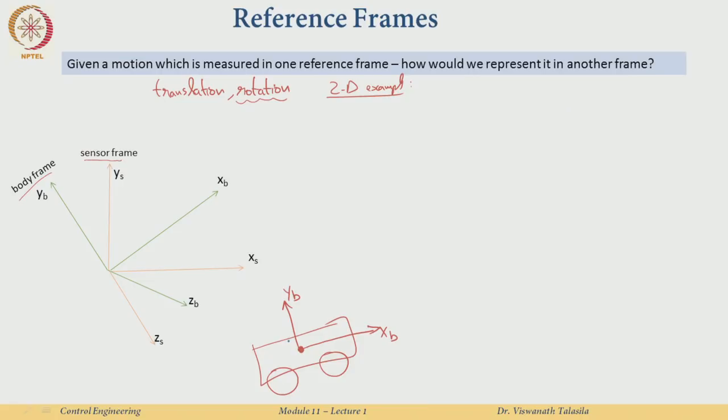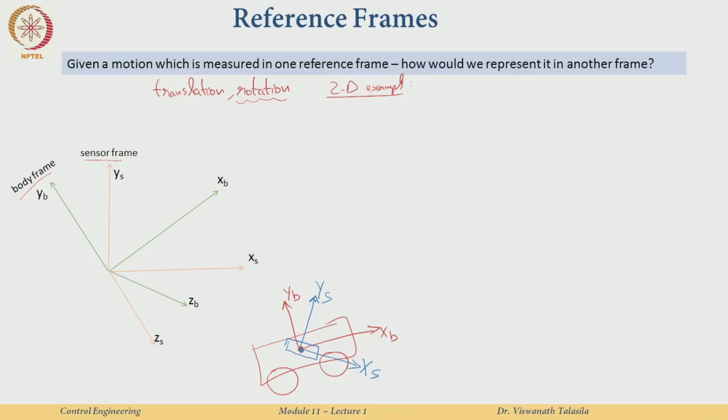So, let us say we mount the sensor like this, and the sensor origin coincides with the origin of the body coordinate system, except that the sensor is misaligned with respect to the body coordinate system. So, the sensor coordinate system will be like this. I will call this X sensor and this is Y sensor. So, you can see that the two origins are perfectly aligned.